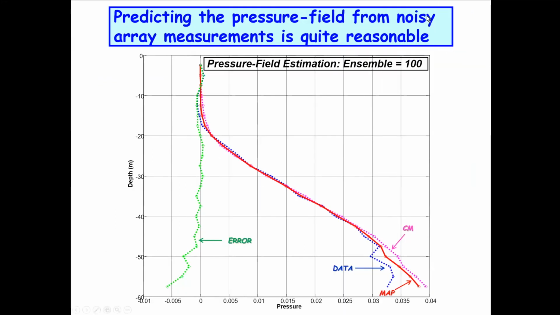So this is predicting the pressure field. The data are these blue dots. That's the pressure as we're going down in depth. You can see there was some problem as they got lower. We had some uncertainties in the estimates. The particle filter produced a posterior distribution at each depth, and then we estimated the MAP. We selected those values. So this is the MAP estimate, and this is the conditional mean estimate.